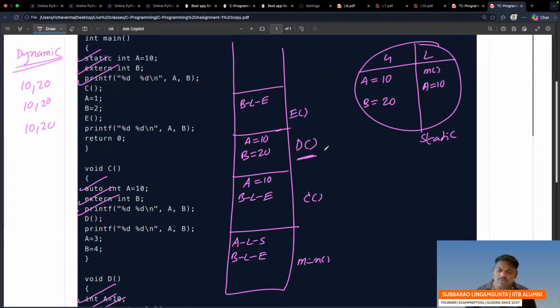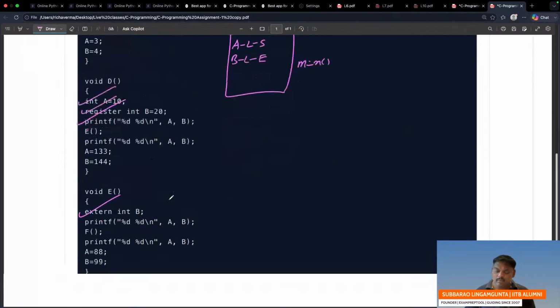What is the B global? There's nothing to do in that. B is 20. So A is not there here. Go to previous. A is there here, so A will be 10, I will take. B will be global, I will take. So 10, 20. That is also fine. In the E function, printf completed.